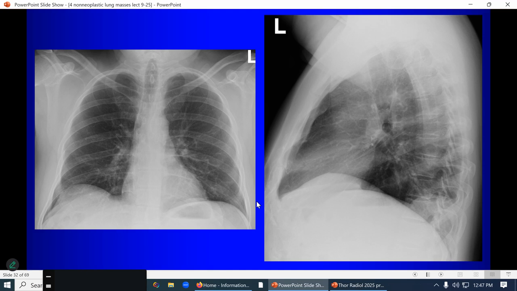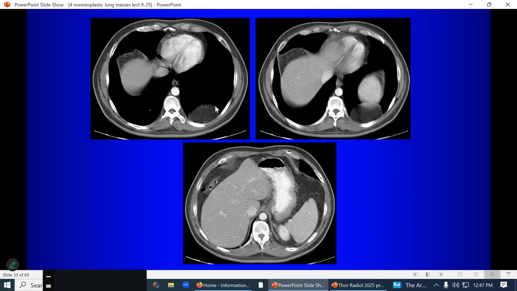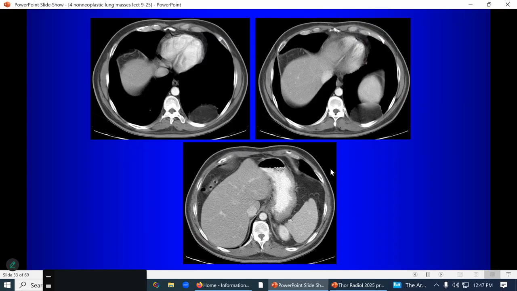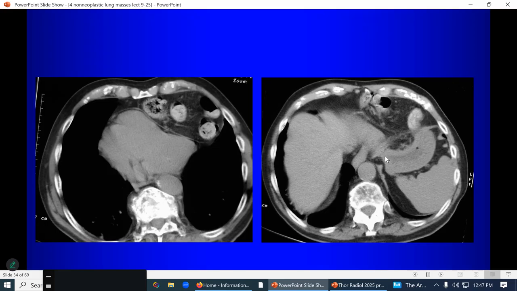So what is this? So this is the typical appearance of a Bochdalek hernia. Right? On the lateral view, it usually gives you this nice rounded mass over the posterior costophrenic angle. And it's just got fat in it. You can actually see the defect in the diaphragm on CT. Fat herniates up through there into the chest. That is a Bochdalek hernia.